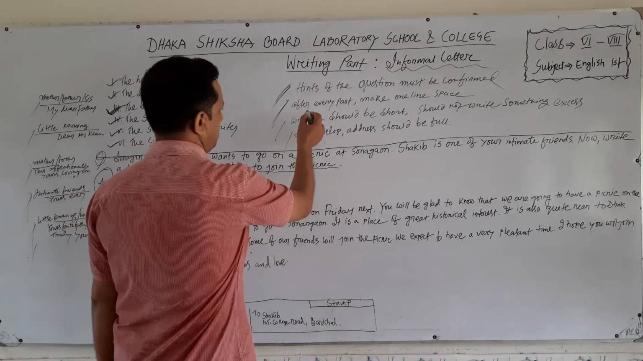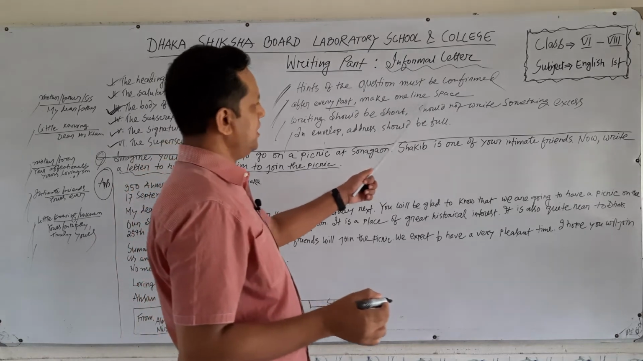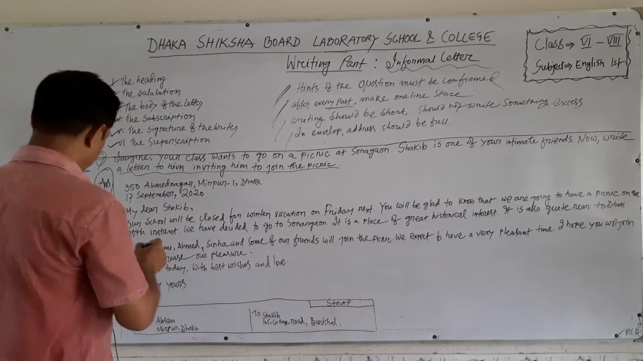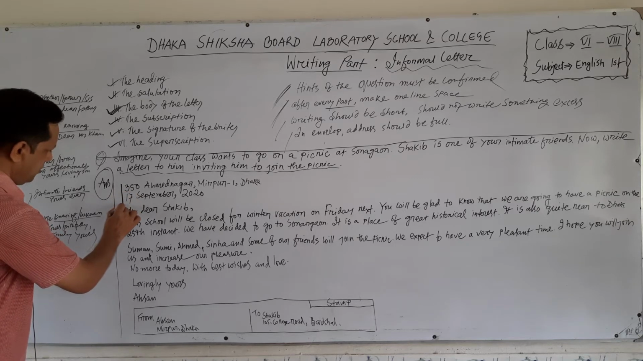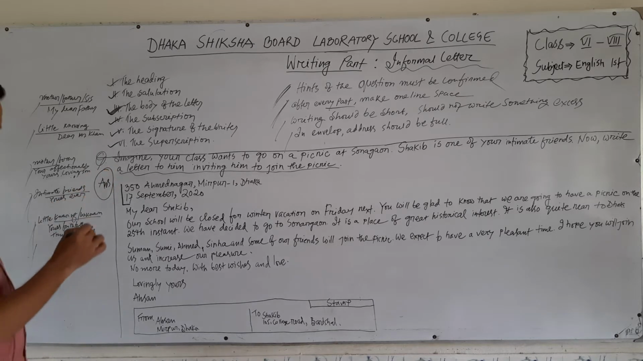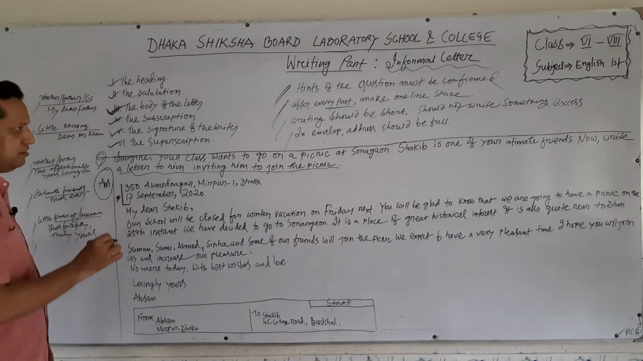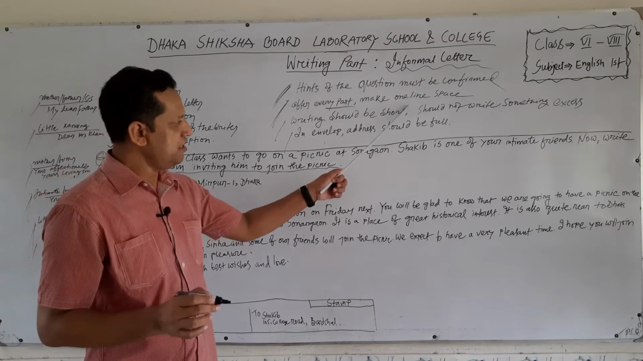Then after every part of the letter, make one line space. Here I think, my students, this is a part you know. Here I have written the address of the writer of the letter. So this part is called the heading. After every part, make one line space.